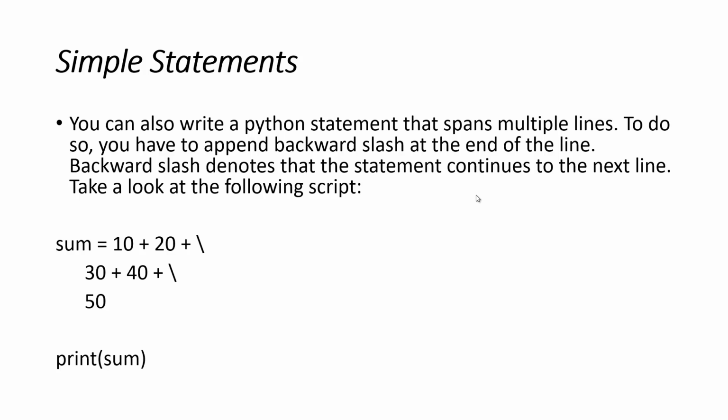Now, continuing on with our simple statements, we can also create a new line to continue a longer statement if we'd like, without using semicolons. In order to do that, we simply add a backslash to our current statement. For example, you can see we have sum equals 10 plus 20 plus, and we want to make a continuation of that statement. So we can just add a backslash, and then we can say 30 plus 40 plus backslash. We want to create a new line, 50.